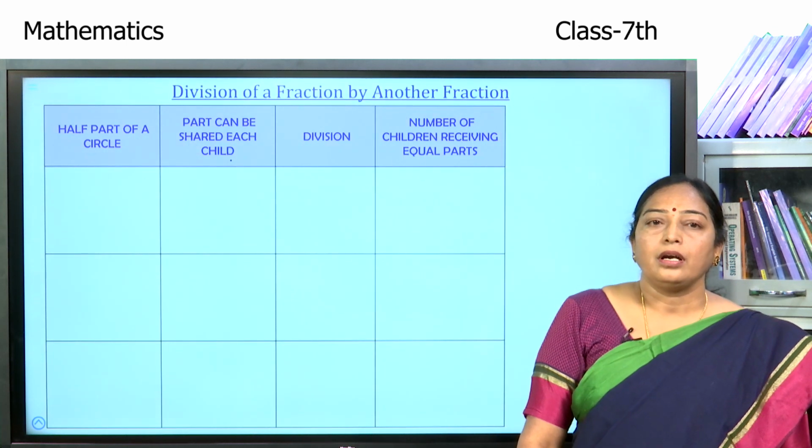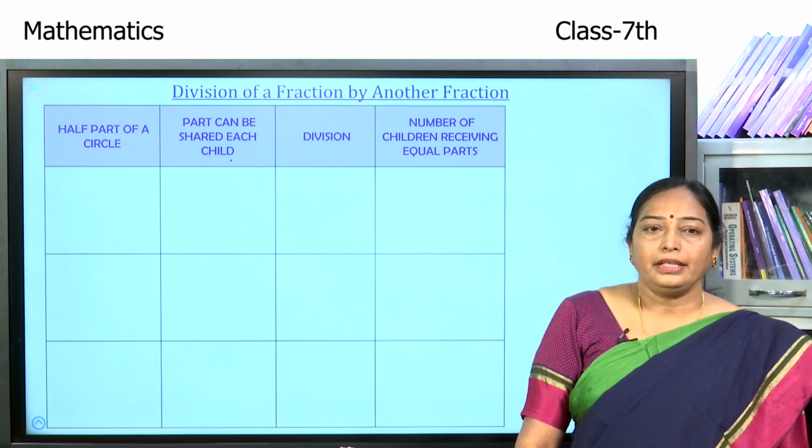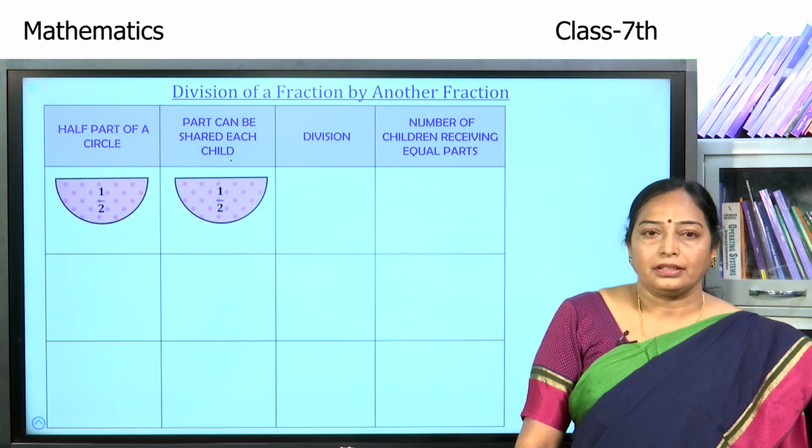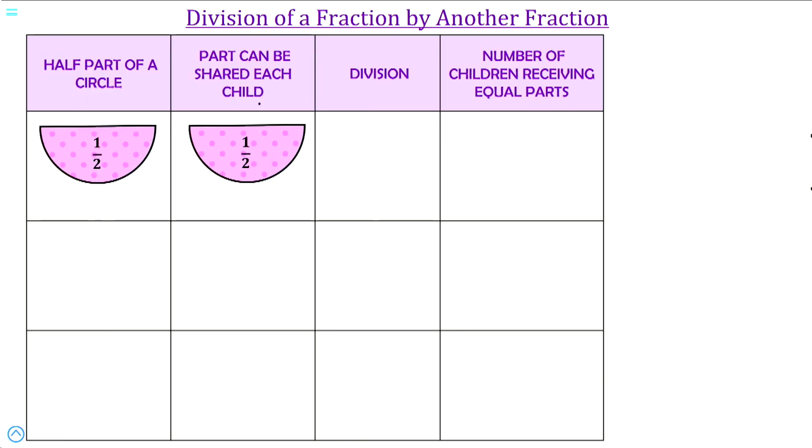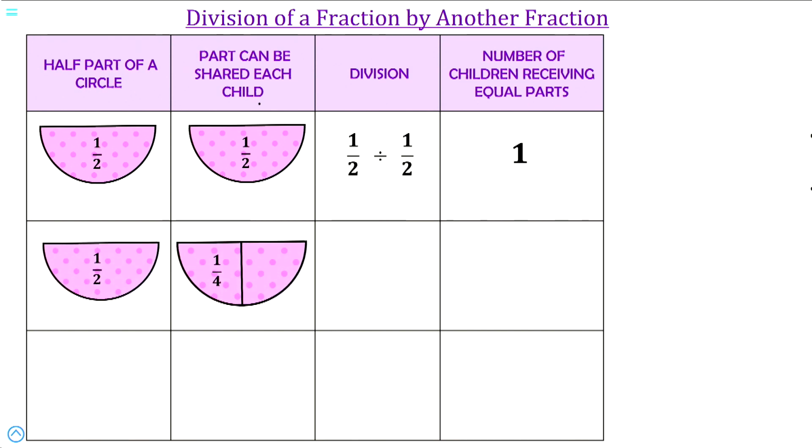Children, let us learn how to divide a fraction by another fraction. Let us consider half of a circle. If we share half part of a circle among children, how many children can get half equally? Only one child. Half divided by half, we get 1. If we share 1 by 4 part to each child, then how many children will get quarter part equally? 2 children will get a quarter.